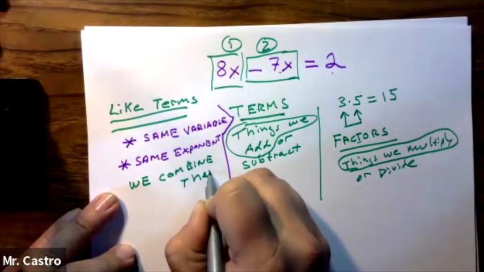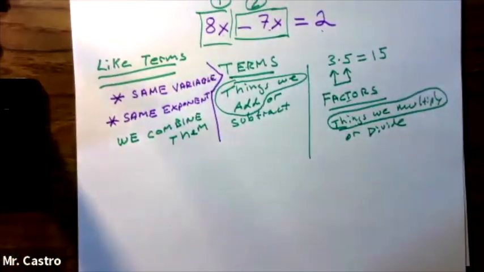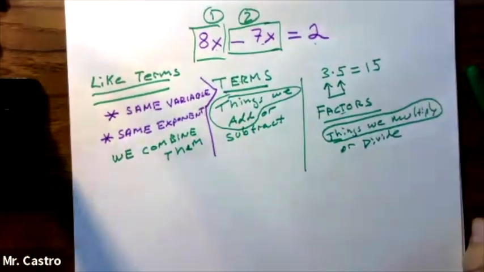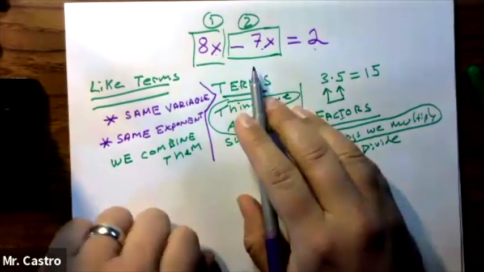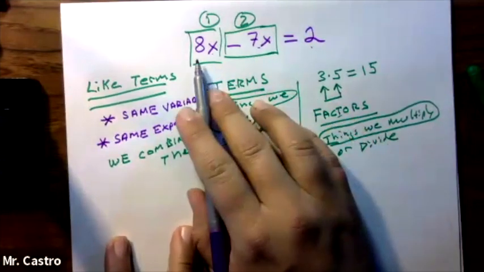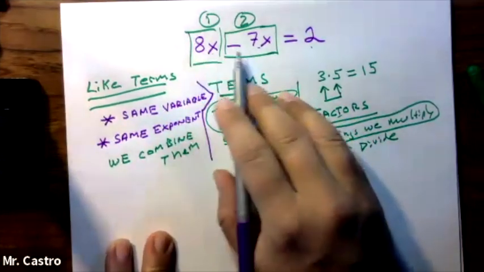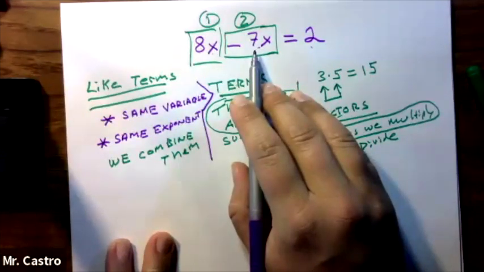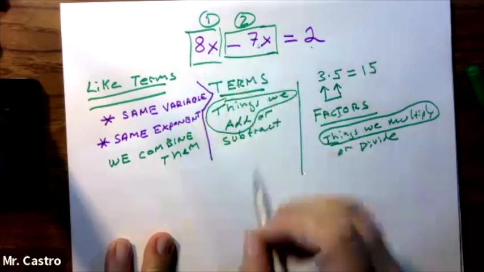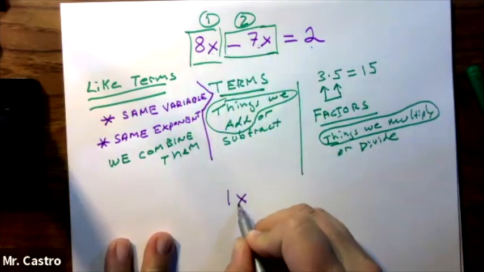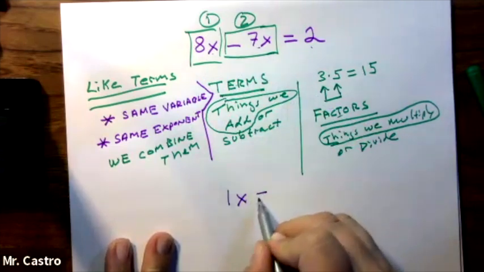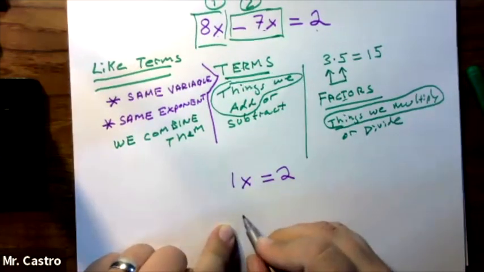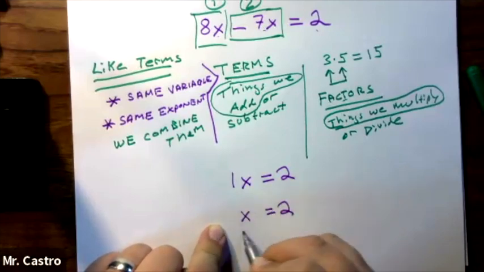And let me show you this. In this case, 8x minus 7x, I'm going to combine this. If I combine the 8 with the negative 7, 8 minus 7 becomes 1. So 8x minus 7x becomes 1x. And 1x is equal to 2. 1 times x is just 1. So x is equal to 2.